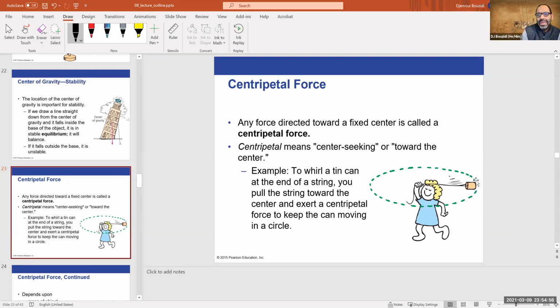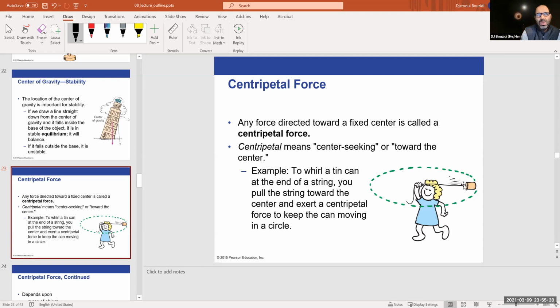So again, any force directed toward the fixed point is called centripetal force. The only reason why this thing does not go anywhere is because the girl is holding it and exerting a force on the string, and the string is exerting a force on the bucket, which is probably full of water. But if somebody takes the string and cuts that one, in that case, the centripetal force is not there, and the object will be subject to centrifugal force, which is really its inertia, that's all.